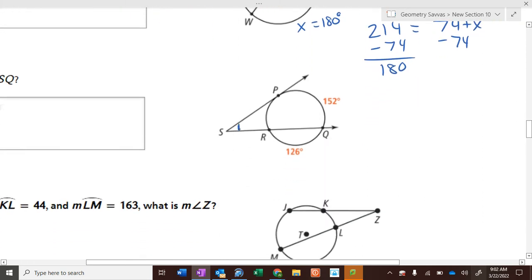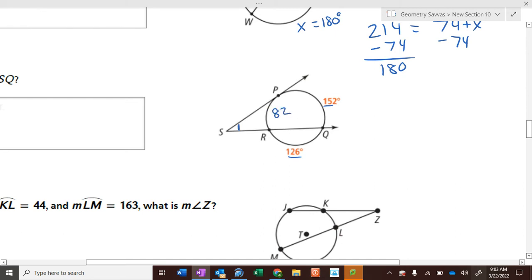The angle out here equals 1/2 of the big arc minus the little arc. Now, if this is 152 and 126, what's left for the little arc? Well, 126 and 152 is 278. So then that just leaves us 82, right?